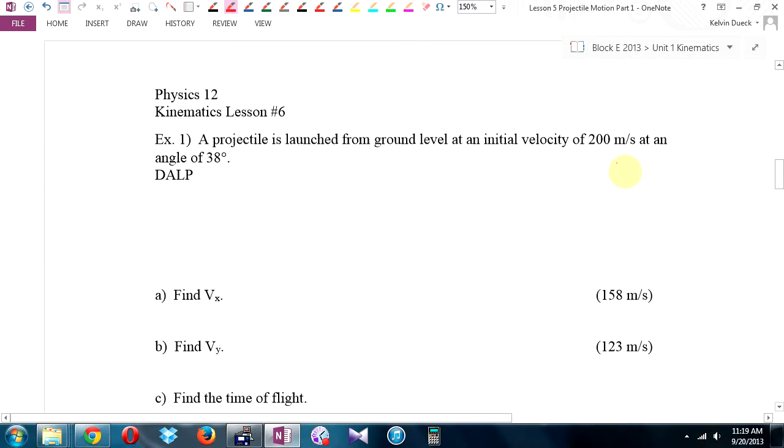Example 1. This is physics 11, and then we'll kick it up into physics 12. A projectile is launched from level ground at an initial velocity of 200 meters per second at an angle of 38 degrees. I find for any projectile question, I have to draw a little picture.